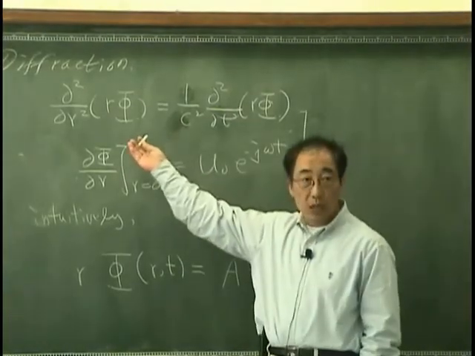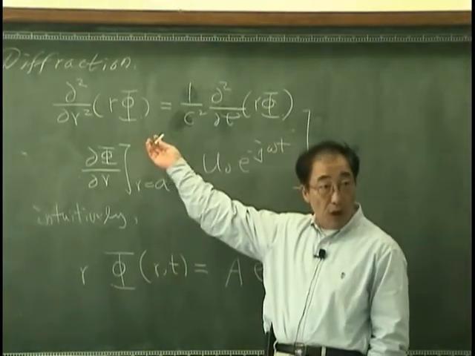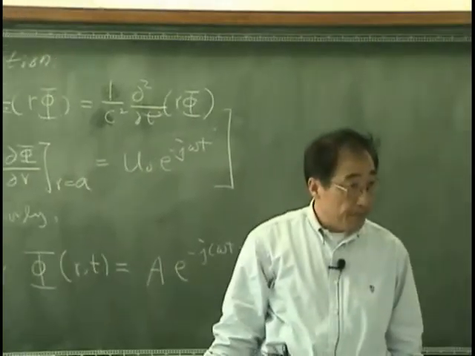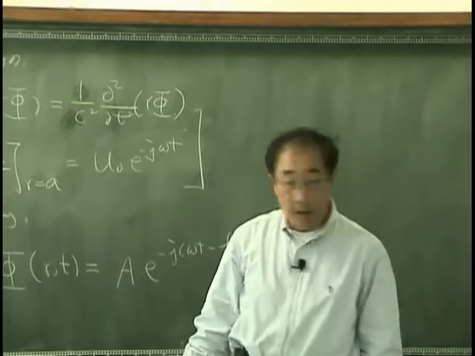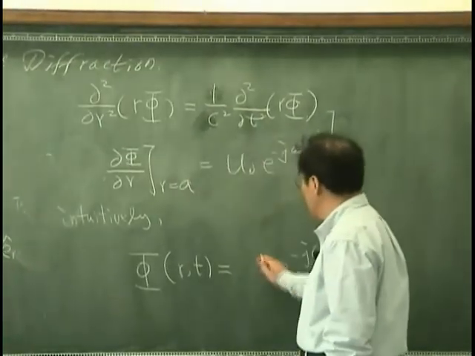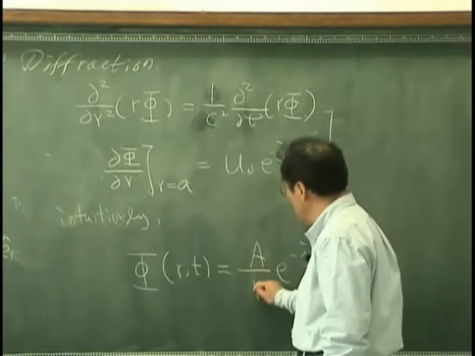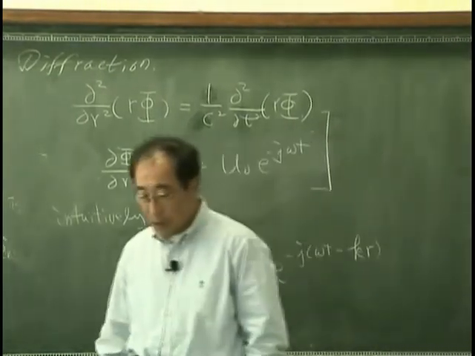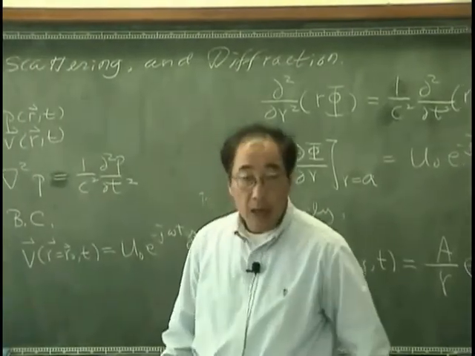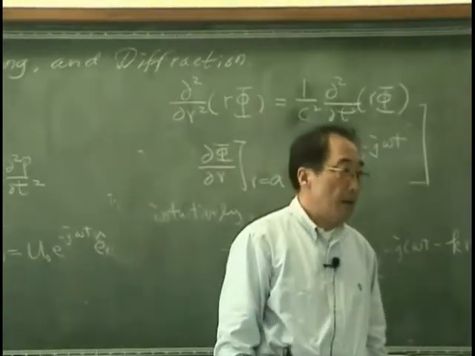Because as we studied before, alpha has to be plane wave. Right? And then we can see immediately that phi has to be A over R exponential j omega t minus kr.